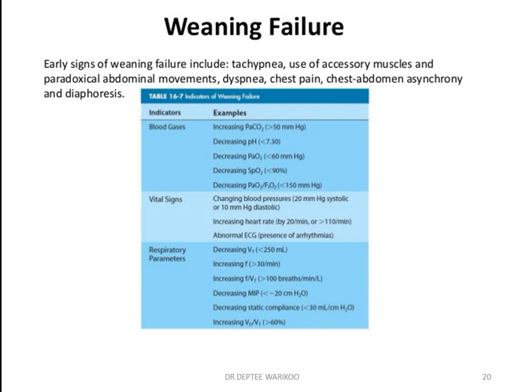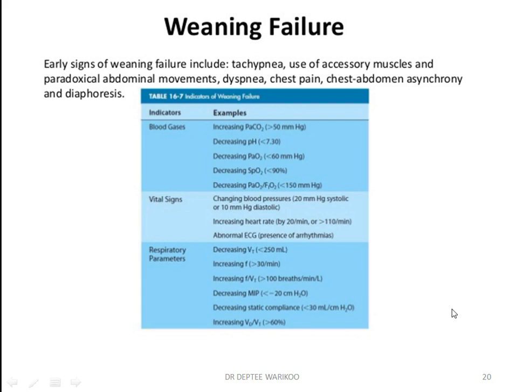Now, weaning failure. Early signs of weaning failure may include tachypnea of the patient, use of accessory muscles, paradoxical abdominal movements, dyspnea, chest pain, chest and abdominal asynchrony, or other signs like the patient may have anxiety, dilation of pupils. There are lots of other signs which you could feel that the patient is not comfortable with weaning.